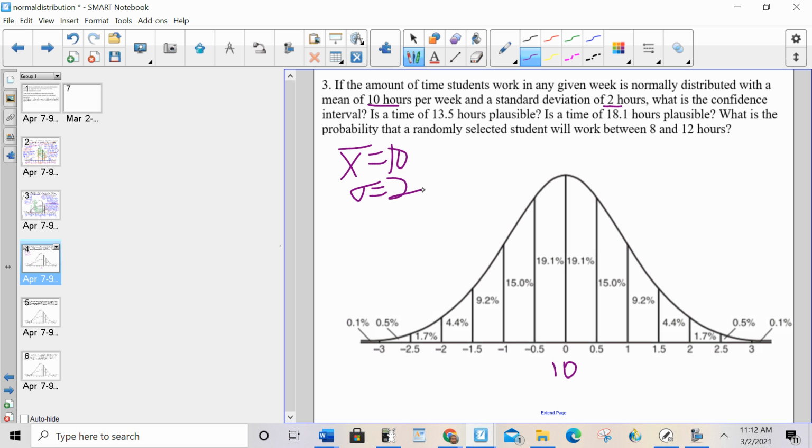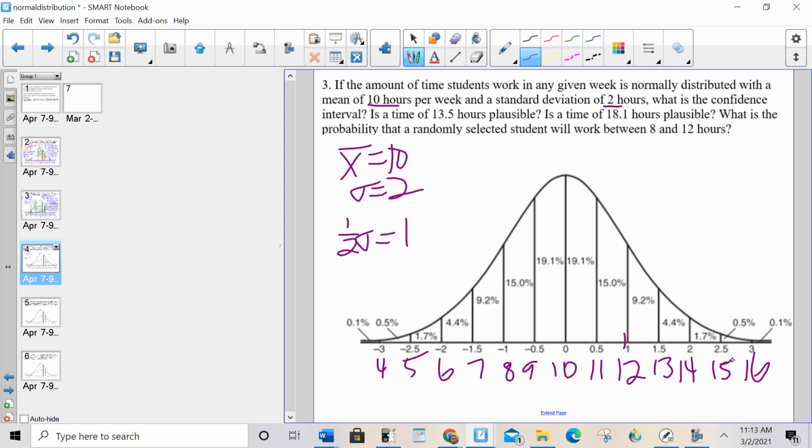So I'm adding 2 to get to the whole standard deviation above, adding 2 more to get to the 2, adding 2 more to get to the 3. I'm subtracting the 2 to get the negatives. And if I want to fill in the spaces in between, half of the standard deviation, half of 2 is 1. So the half boxes are going by 1, the full boxes are going by 2.